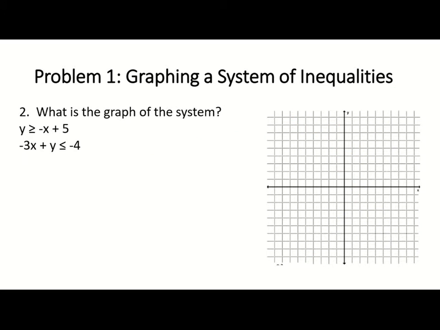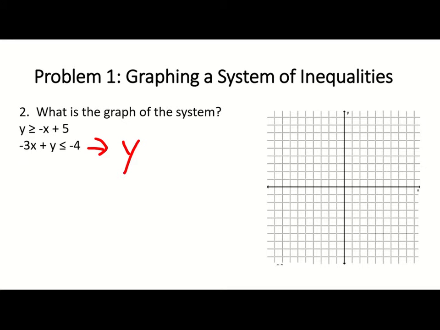Our next example, what is the graph of the system? Y is greater than or equal to negative x plus 5. Negative 3x plus y is less than or equal to negative 4. First thing I'm going to do is rewrite the second inequality so it's in slope-intercept form. I'm going to do that by adding 3x to the other side.